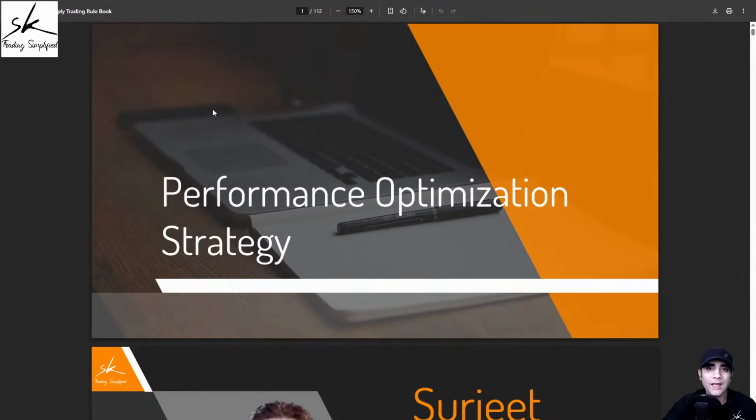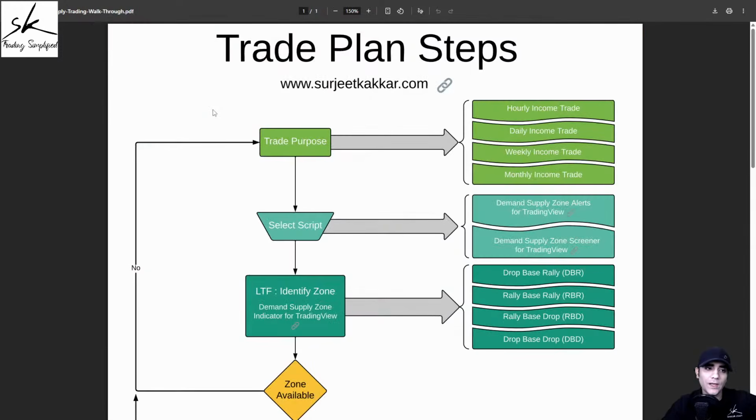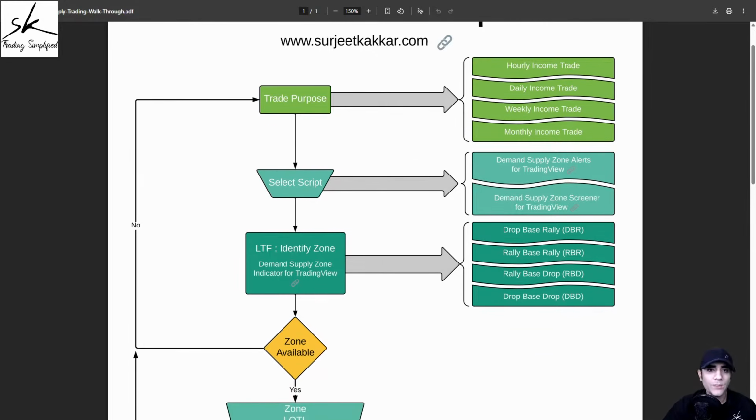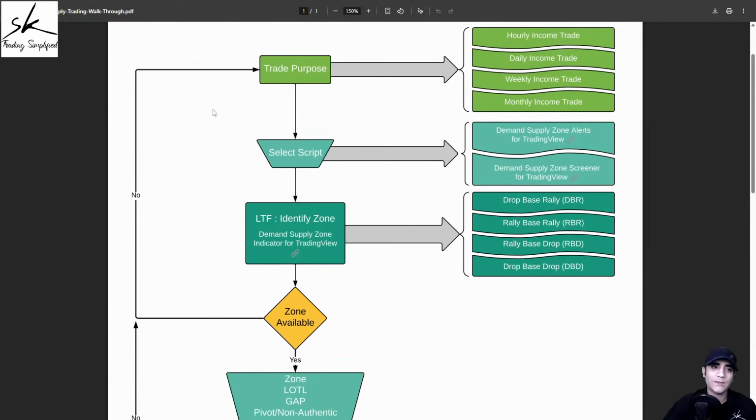So every trader has a different personality style. Based on that, you can definitely tweak the rules to make it more in sync with your way of trading, but at least you do have a starting point using which you can start planning your trades very mechanically and rule based. So what is my step number one whenever we start planning our trade? Our step one is to define our trade purpose.